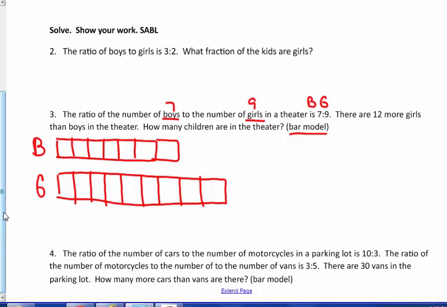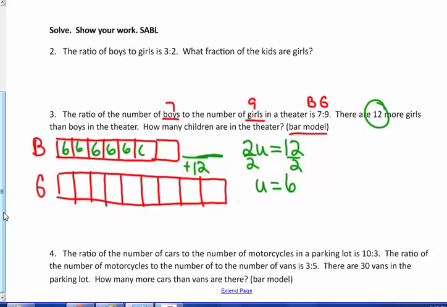Now, in my picture, I can see that the girls have 2 more bars. Those 2 more bars are the 12 more girls. So from here to the end, this distance, these 2 bars represent the 12 more girls that there are in the theater than there are boys. So these 2 units or bars represent 12 girls. 1 unit or 1 bar would represent 6 girls then. So each of these units, and we could write all the 6's in there, represents 6. So I could put 6's in there.